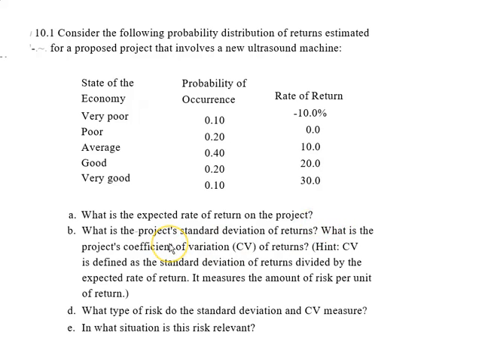All right, let's go on to number B. Now we're ratcheting it up a little bit. What is the project's standard deviation of returns? And what is the project's coefficient of variation, the CV of returns? We're throwing something new at you, which really isn't covered in any depth in the chapter. But don't overthink it. It's pretty easy because right here the hint tells you what to do. CV is defined as the standard deviation of returns divided by the expected rate of return. Well, you've already calculated the expected rate of return in number A, so keep that in mind.